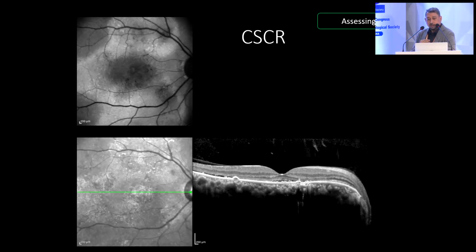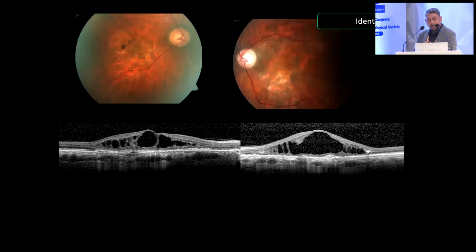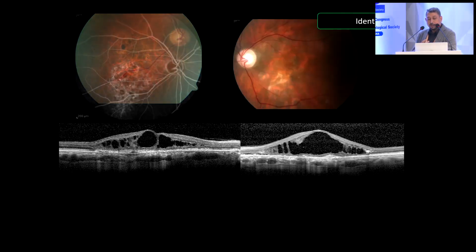Again, in CSR, we know it's easy for us to diagnose CSR with OCT, but the presence of autofluorescence tells us about recent disease activity. So here you see a patient where the fluid amount is less, but the amount of autofluorescence is a much greater area, telling us that there was a lot of recent activity. The diagnosis between different types of CSR.